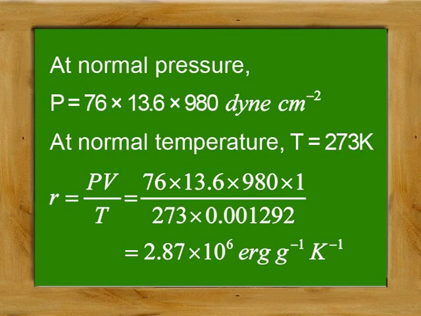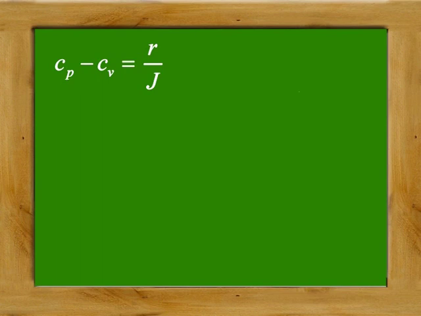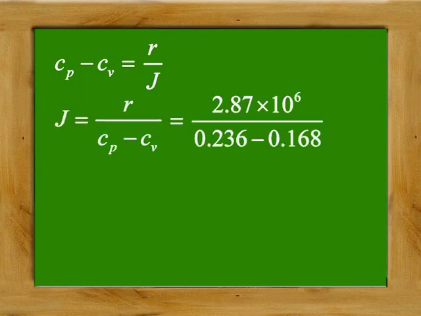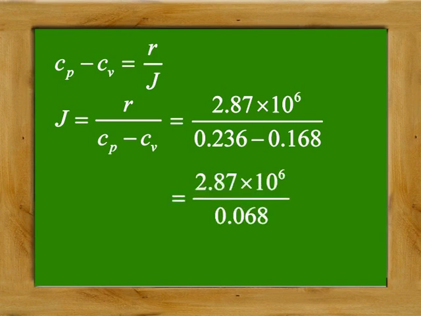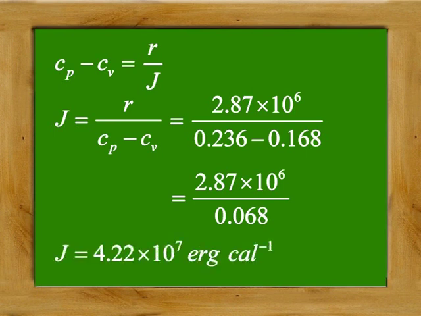Then, for 1 gram of gas, Cp minus Cv is equal to small r upon J, or J is equal to small r upon Cp minus Cv, that is equal to 2.87 into 10 raised to the power 6 upon 0.236 minus 0.168, which turns out to be 2.87 into 10 raised to the power 6 upon 0.068, or J is equal to 4.22 into 10 raised to the power 7 erg per calorie.